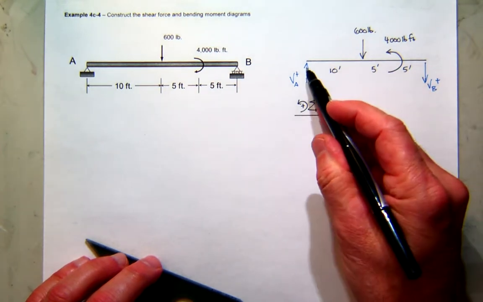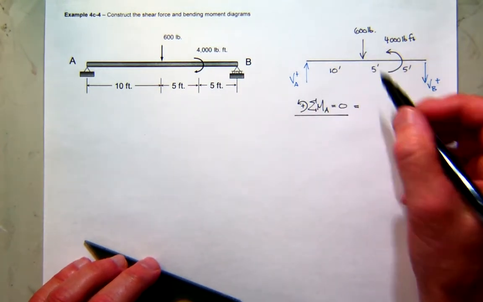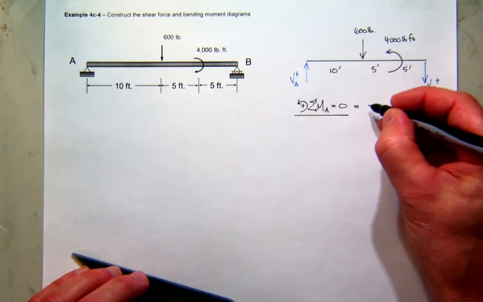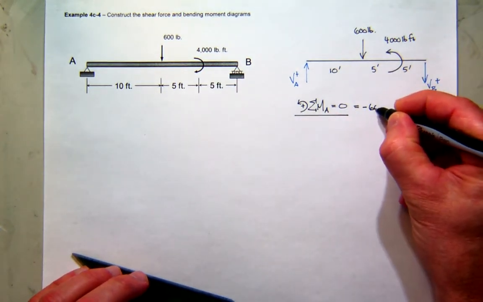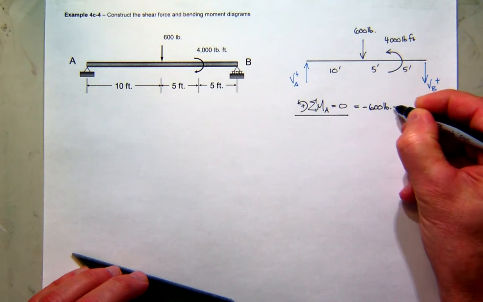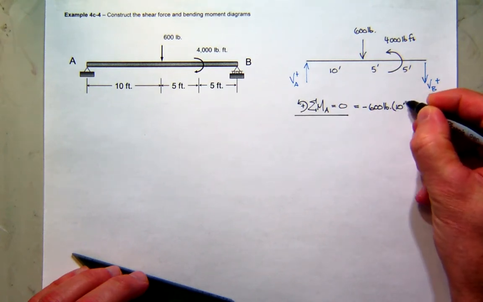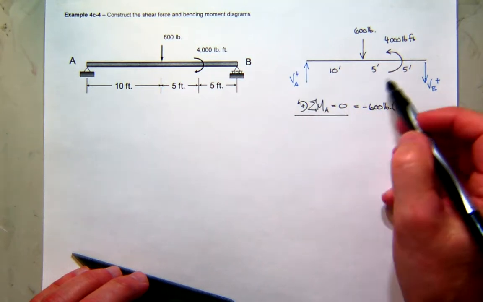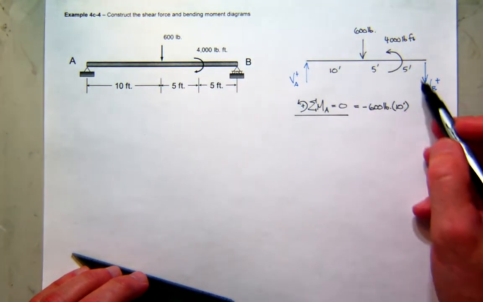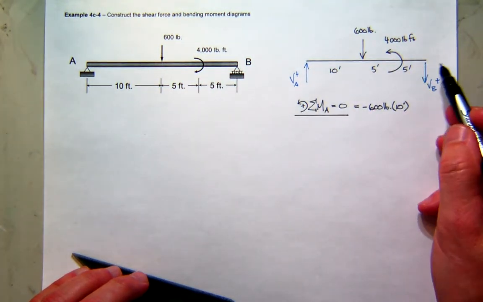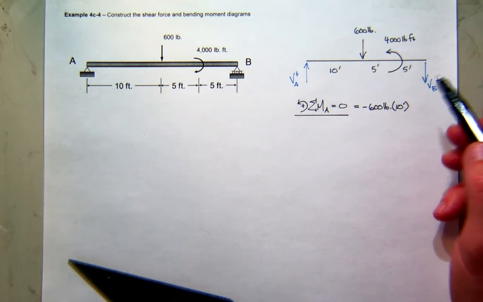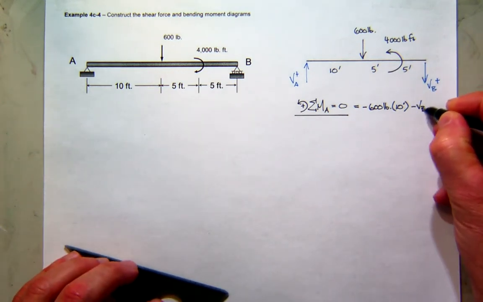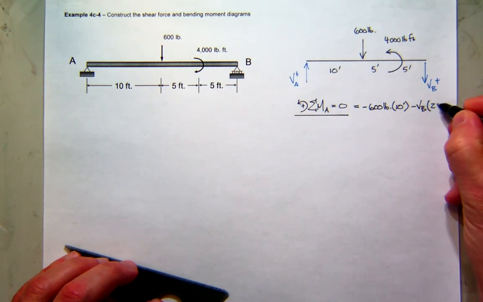So starting about A, this 600-pound force creates what kind of moment about A? Positive or negative with right-hand rule? Negative. So the force is 600 pounds, and the moment arm is 10 feet. I'll come back and do this moment in a minute, but let's go all the way over here to my shear force at B. What kind of moment does that create about A? Positive or negative? Also negative. Shear at B, and that has a moment arm of 20 feet.